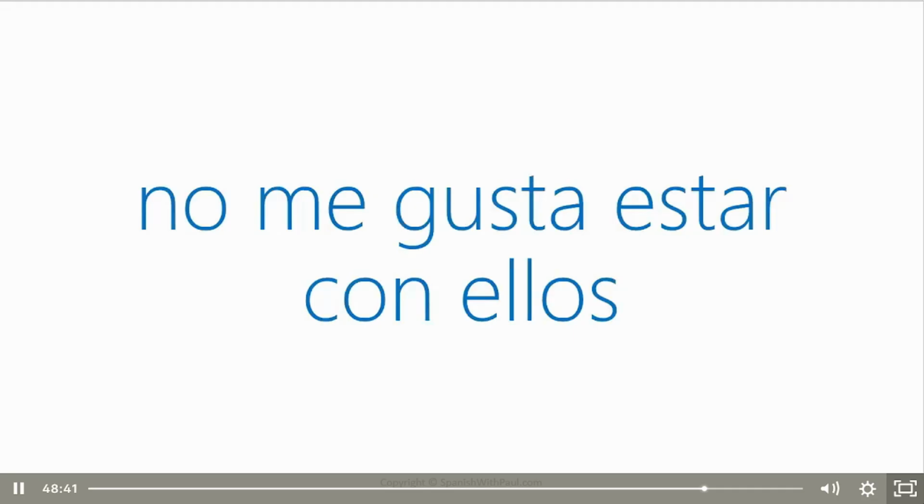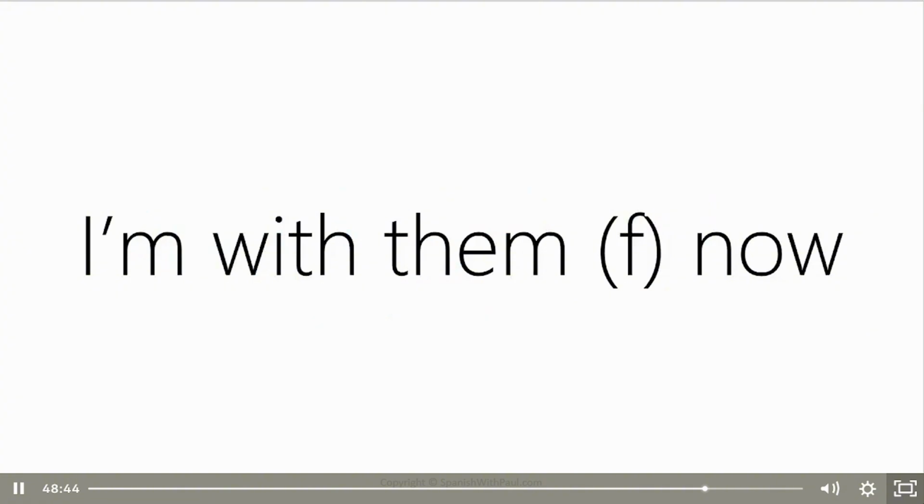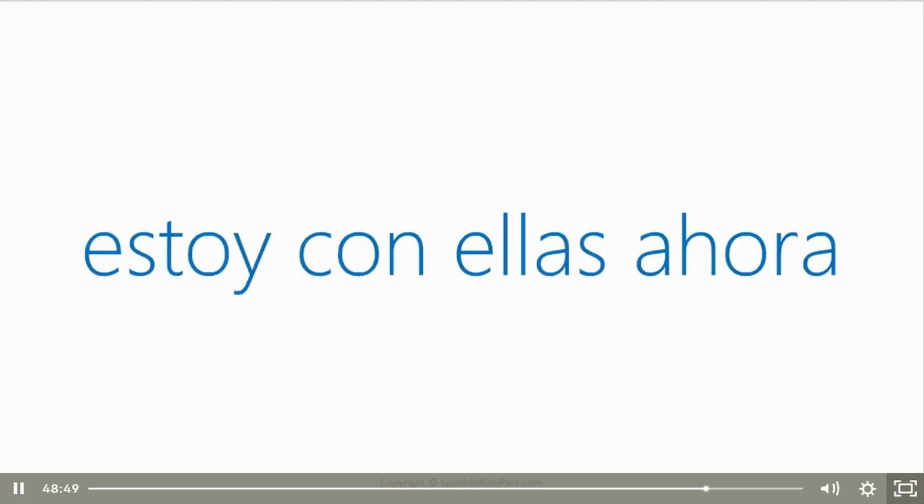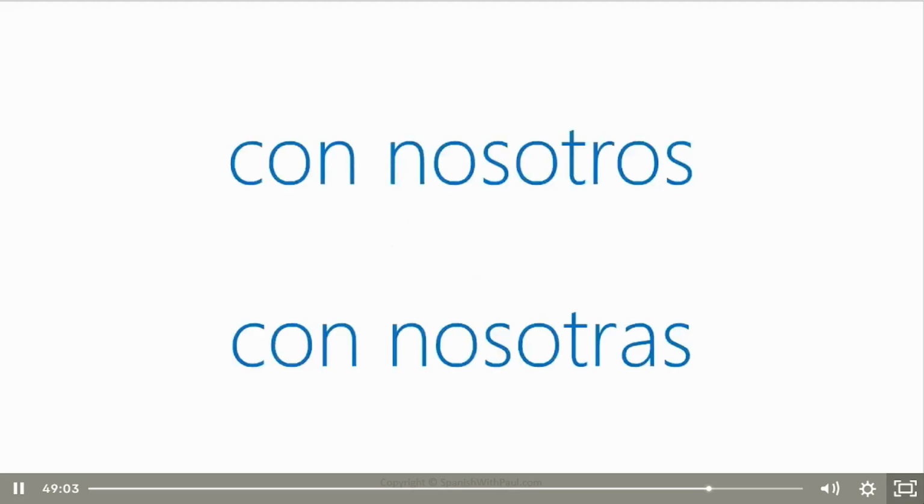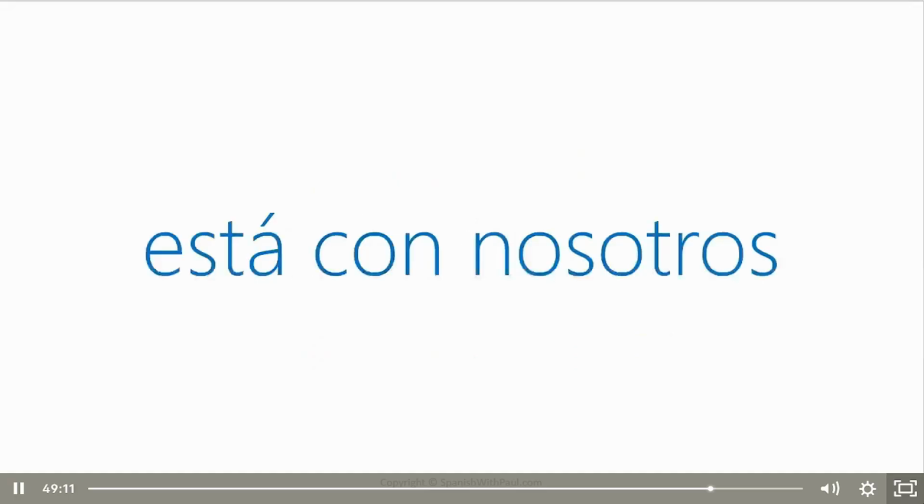How would you say, I'm with them now? This group is all female. Estoy con ellas ahora. Lastly, I'd like to look at the angle of with us. Again, we have two choices. I wonder if you can guess them. Con nosotros, con nosotras. How would you say he's with us? Está con nosotros. Of course, if you wanted to make it explicitly clear, you could say él está con nosotros.